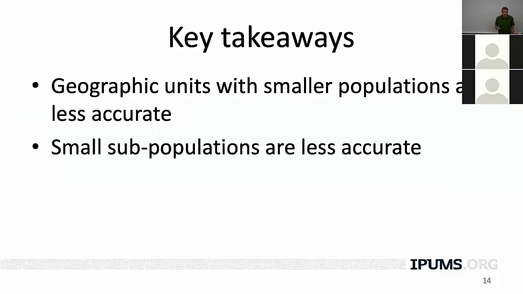Really, the key takeaways are this. The smaller a population gets, either a smaller geographic unit or a smaller subpopulation, even if it's in a fairly populous geographic unit, the less accurate the counts are. Now, Census Bureau would say, that's great. That's exactly the way this algorithm is supposed to work, because those small subpopulations are at more risk of re-identification, and we should protect them.